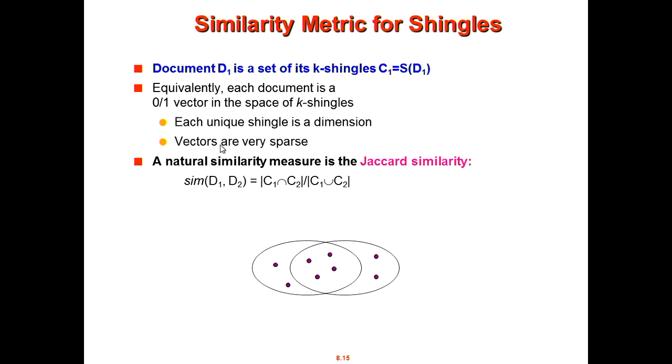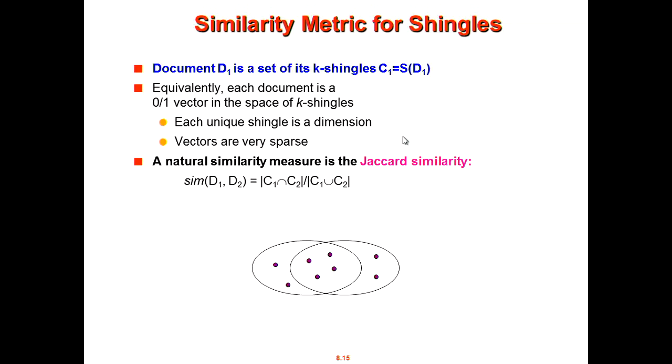0 means that this k-shingle is not contained in this document, and 1 means this k-shingle appears in this document. So it's a 0,1 vector in the high-dimensional k-shingle space. But this vector would be very, very sparse because each document only contains a small portion of all the k-shingles in the whole document collection.